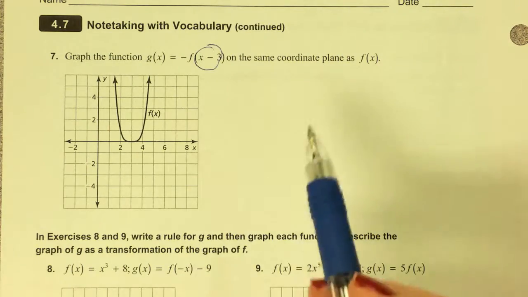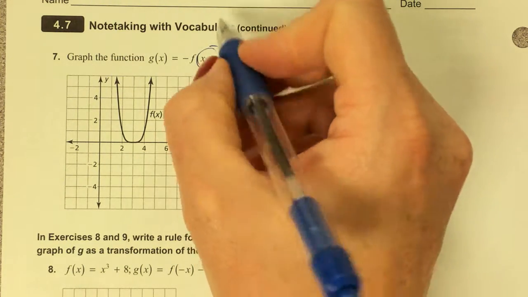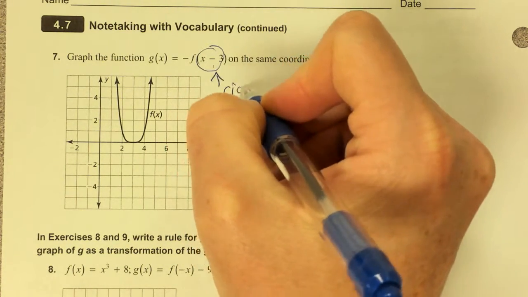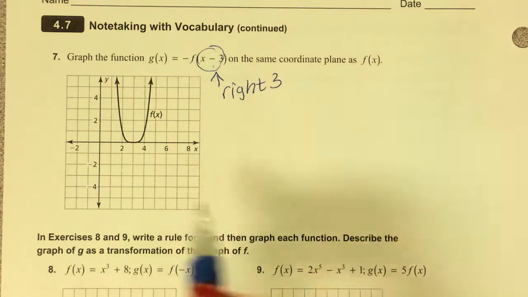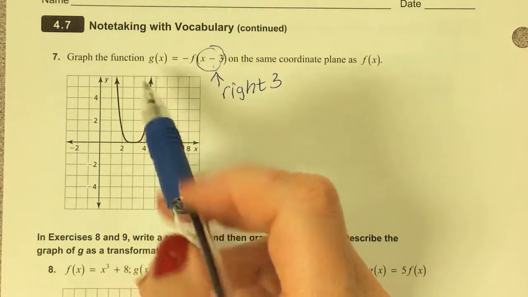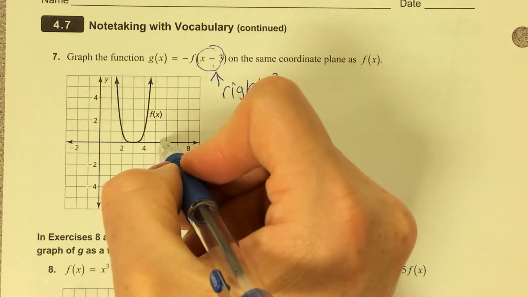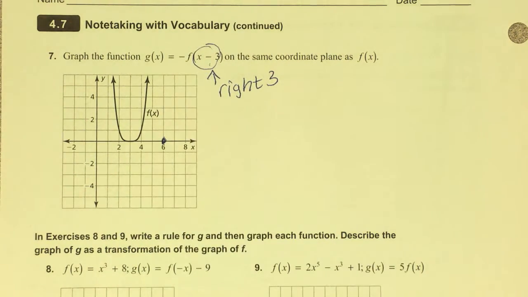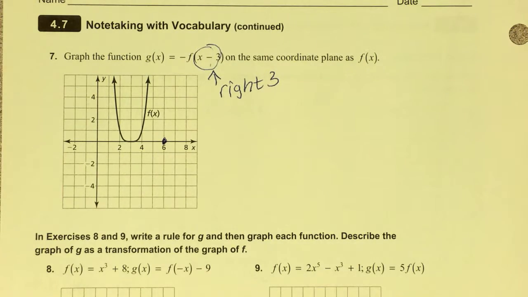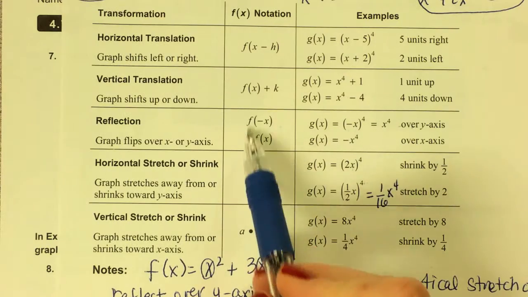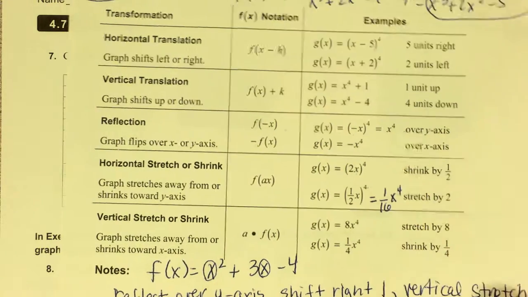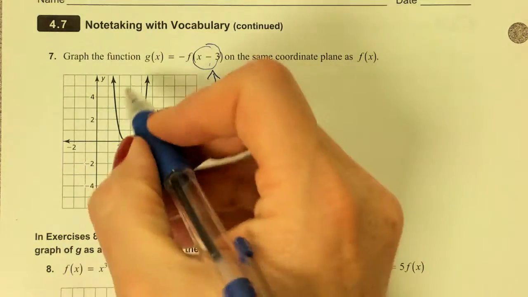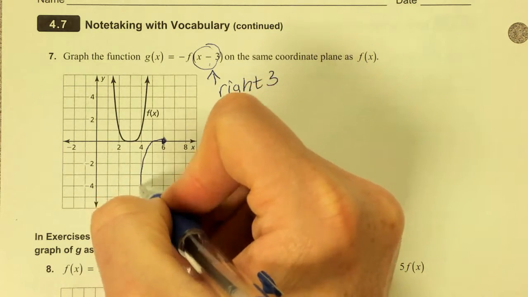It's going to take us to the right 3 units. So right here, this takes us to the right 3. So I'm going to move to the right 3. That vertex scoots down to here. What does the negative out in front do for us? What's it do, guys? The negative out in front. Right. Takes it over the x-axis. So now this function is going to look like this.